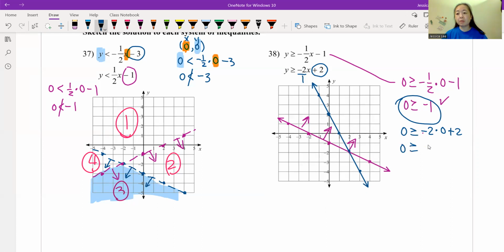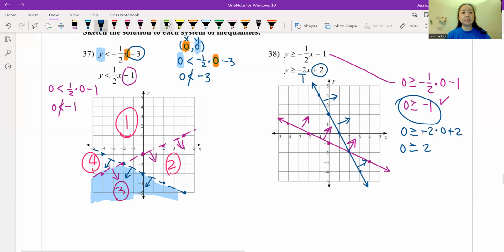So 0 is greater than or equal to 2. -2 times 0 is 2. Is 0 greater than or equal to 2? No, it doesn't fit. So (0, 0) is not a solution, which means the solution is on the opposite side of that line from (0, 0). So it's not on the left-hand side, it's on the right-hand side.